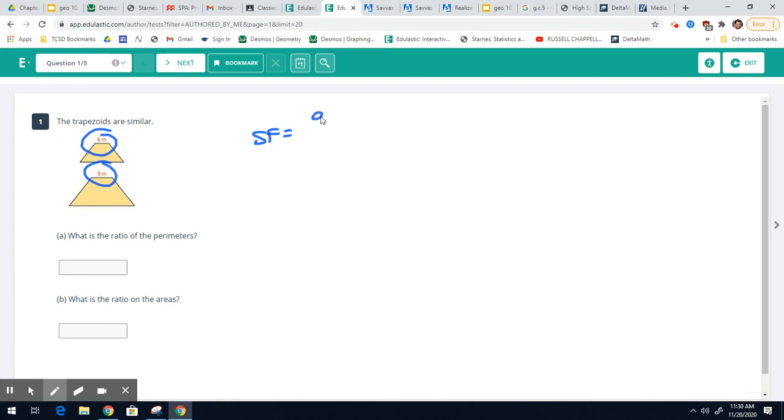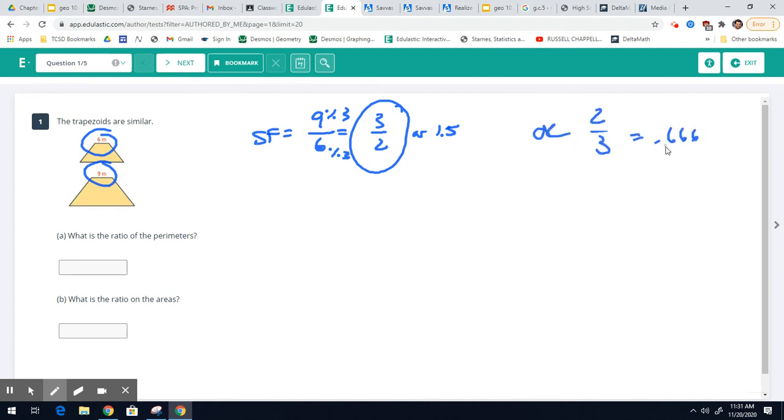I'm going to go 9 over 6. Both are divisible by 3, and that's 3 over 2. You could put 1.5, I suppose, but I'd prefer the fraction. You could also have done 2/3. Now, I don't think you can put 0.666. I don't think they'll count that. So again, stick with fractions.